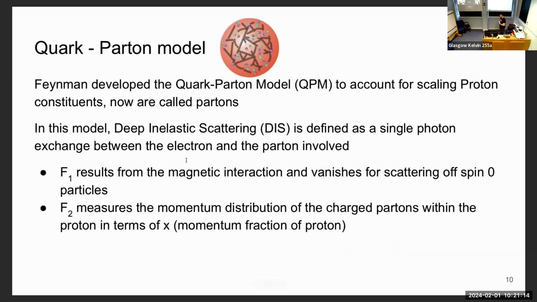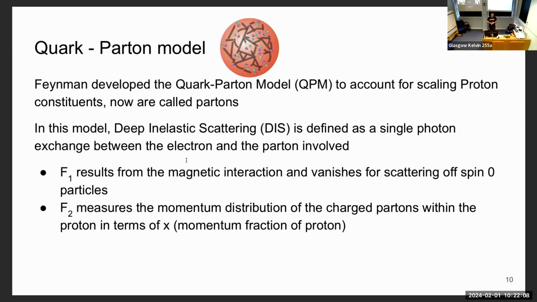Okay, but then people were confused. We found that there are these point-like constituents from the Bjorken scaling, but they didn't have a model at the time. So Feynman proposed the parton model to account for the scaling of proton constituents, which are now called partons. Remember that at the time they didn't know about the gluons, which I'm going to describe in a minute, because it's mostly these constituents that we now know are quarks. In this model, deep inelastic scattering, so high Q squared, is defined as a single photon exchange between the electron and the parton involved.